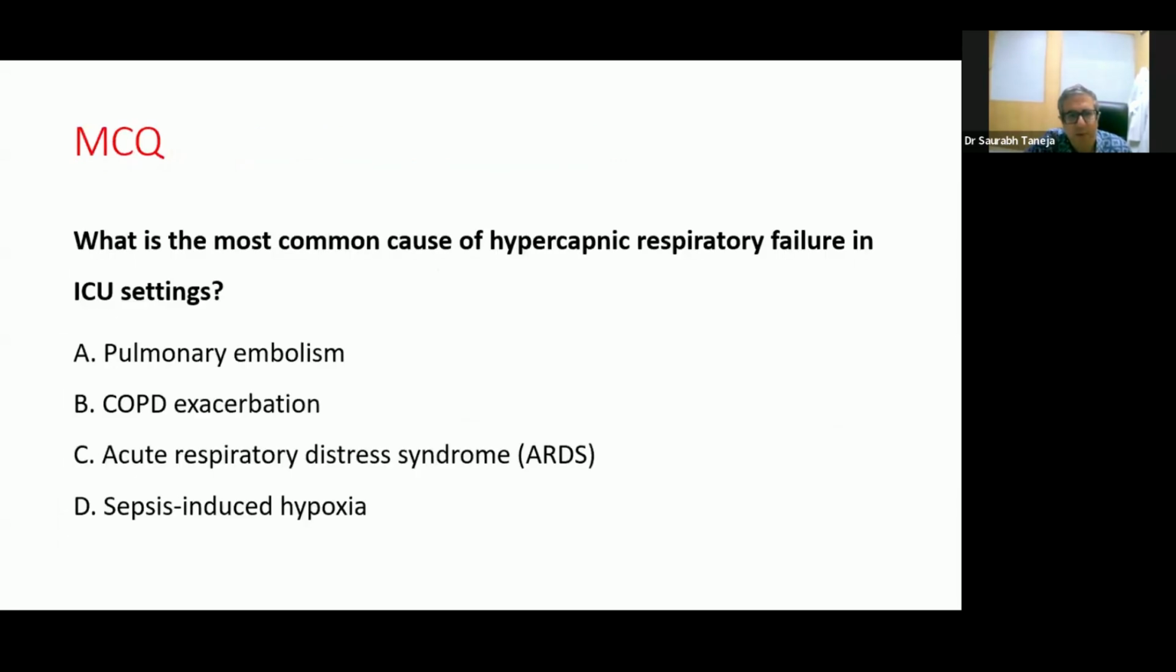So when the patient presents with hypercapnic respiratory failure, which is the most common cause? Pulmonary embolism, COPD exacerbation, ARDS, or sepsis-induced hypoxia. A very easy one. Anyone? Can we have the answer, please? Yeah, COPD exacerbation. So the most common cause of hypercapnic respiratory failure in the ICU setting is COPD exacerbation.